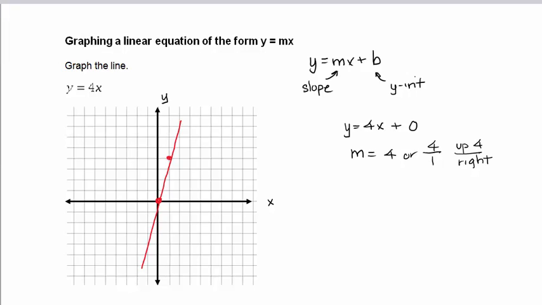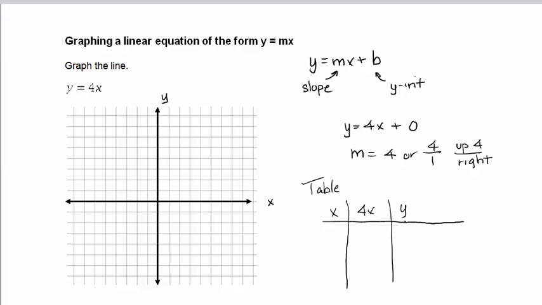Okay, but if you didn't recognize that right away, we could also use the table method. If we were to create a table, we could simply plug in a couple of different x values, see what 4x does for us. That will be our y. And then we can plot a couple of points, whatever our x, y is. So let's go ahead and we'll pick 0, 1, and 2, say.